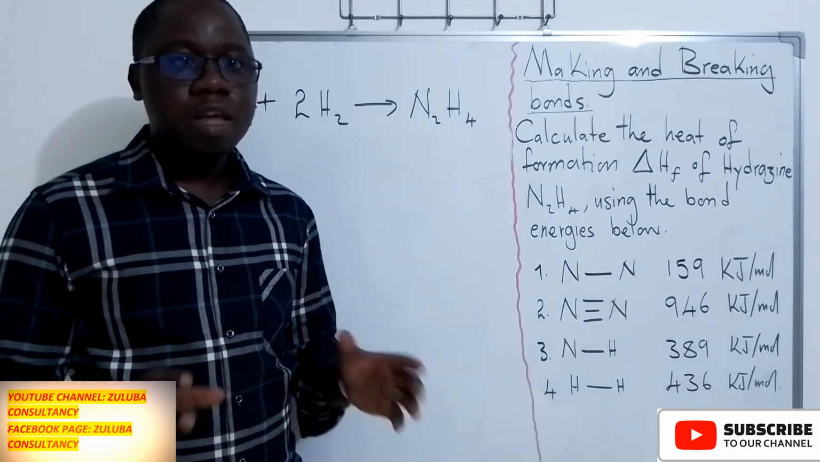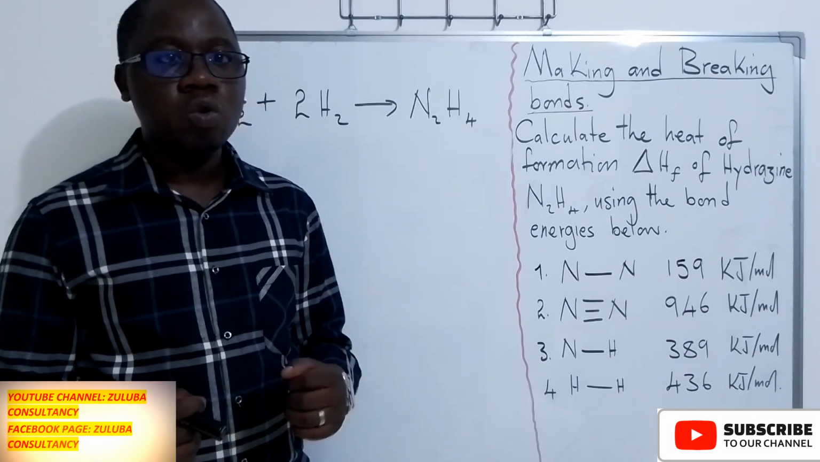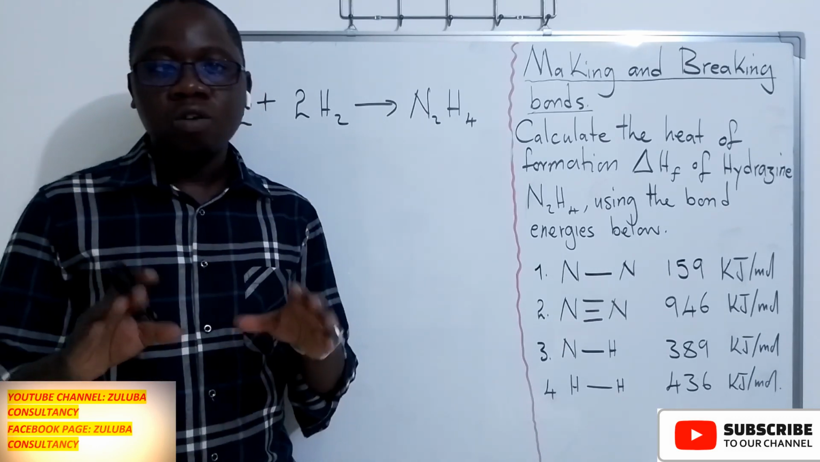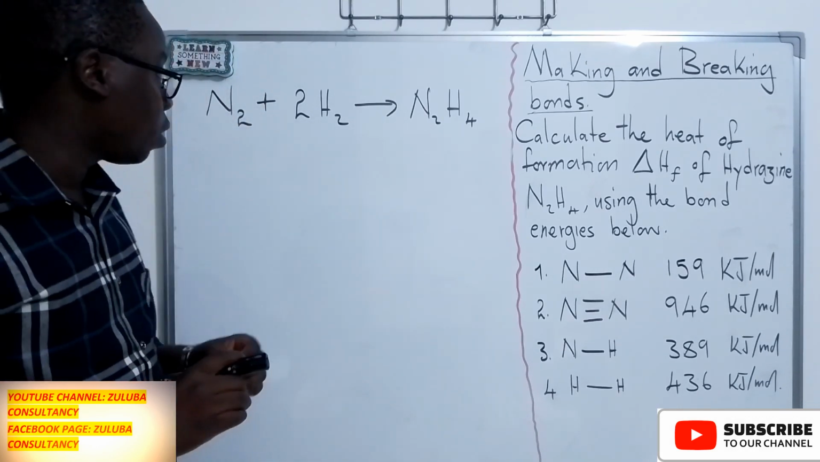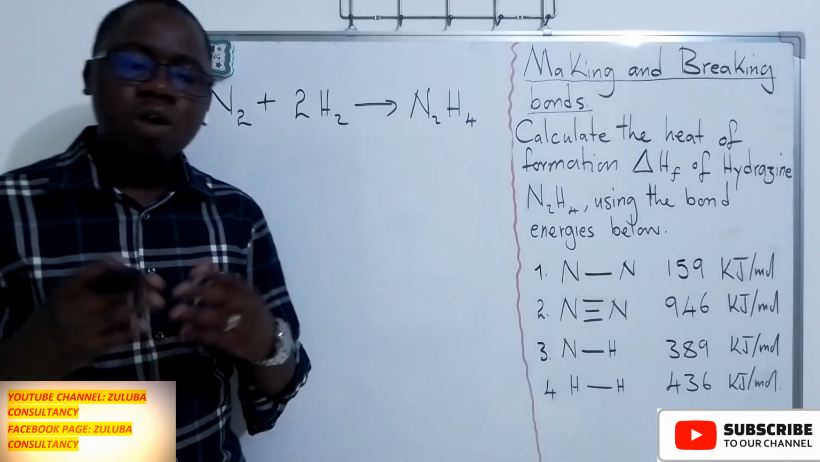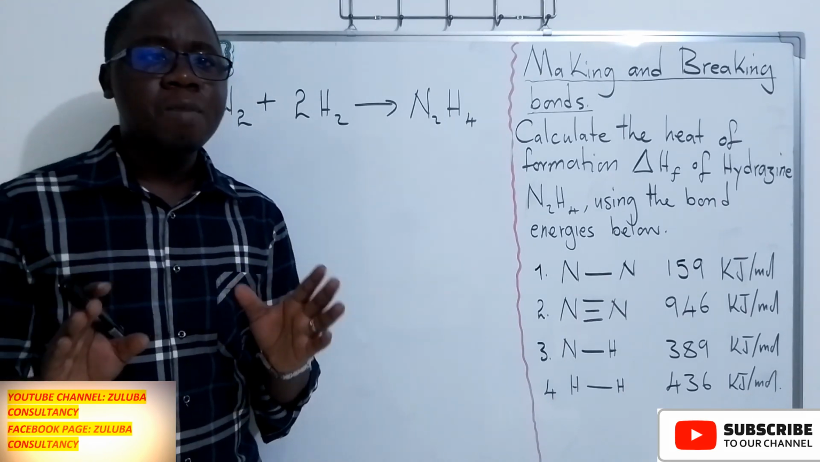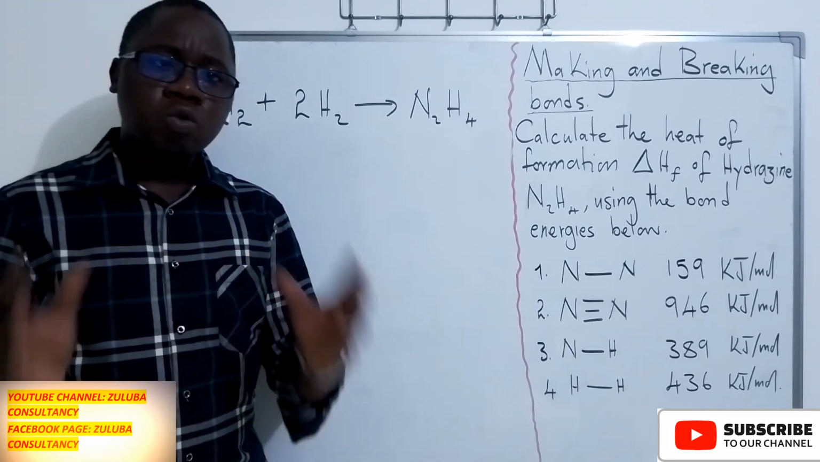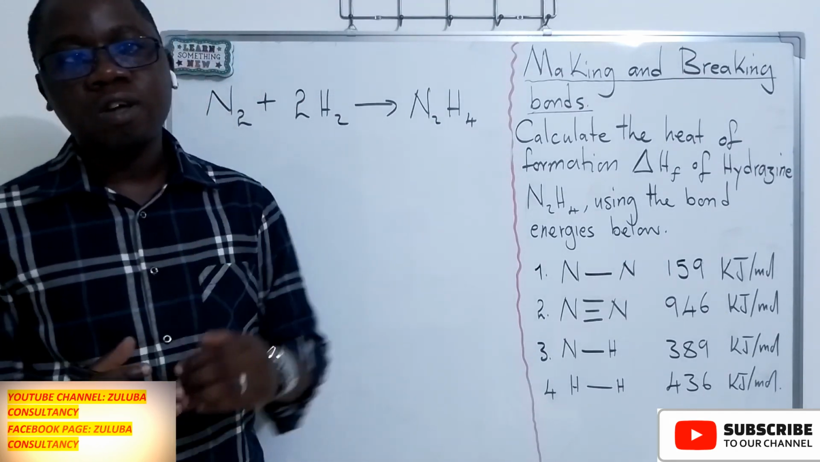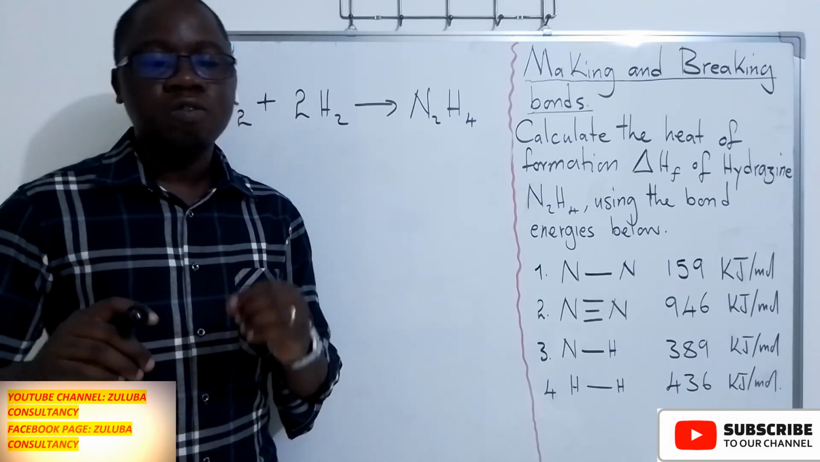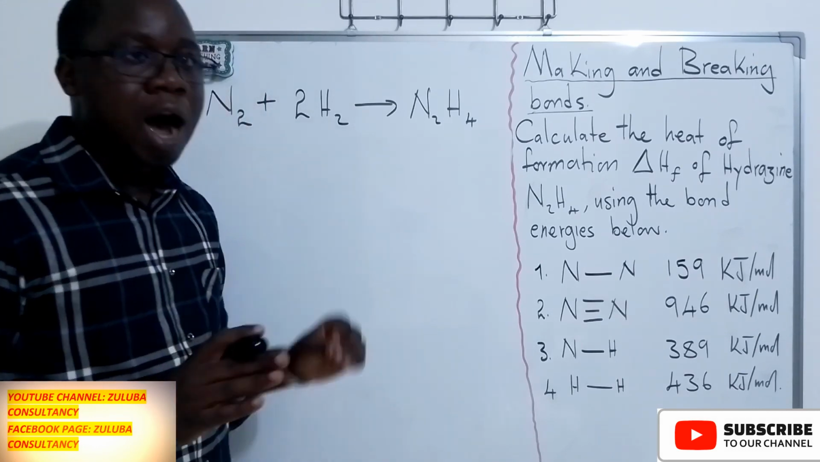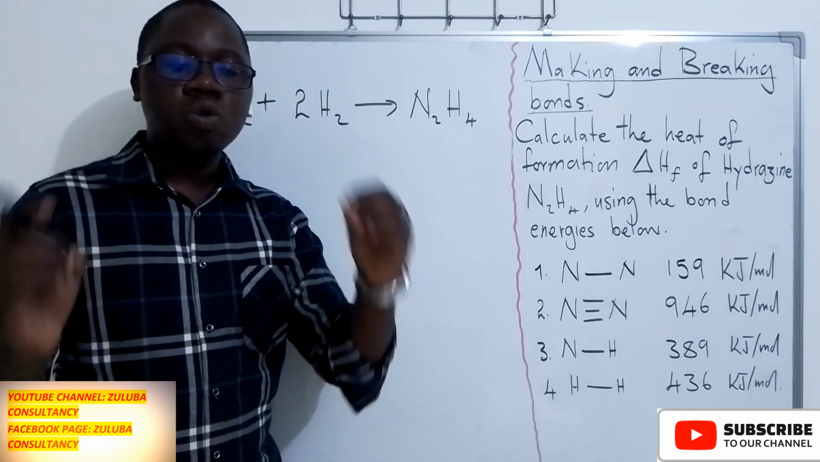After balancing the equation, the next thing you need to do is to come up with the Lewis structures of the compounds or molecules in the equation. In this video, we are not going to explain how to come up with these Lewis structures, but we have produced a lot of videos. You can scroll under the Zuluba Consultants channel and you will find those videos. So in this video, we are simply going to illustrate how we have managed to come up with the Lewis structures.